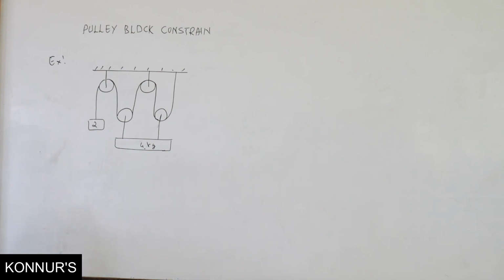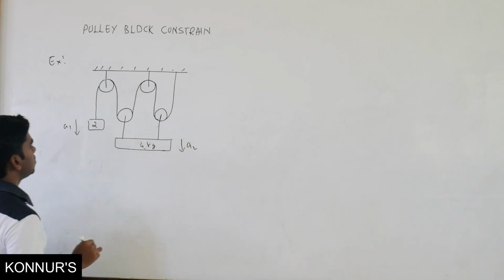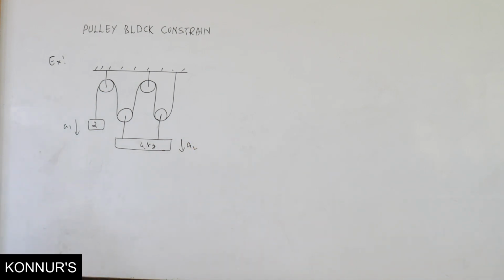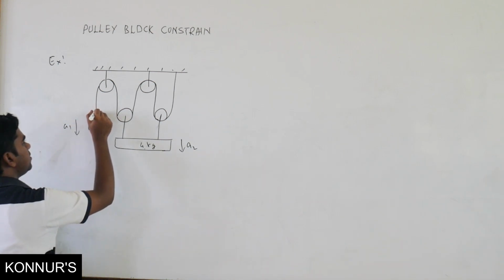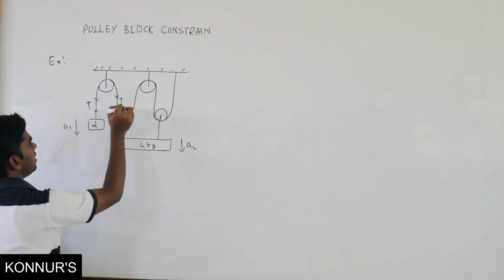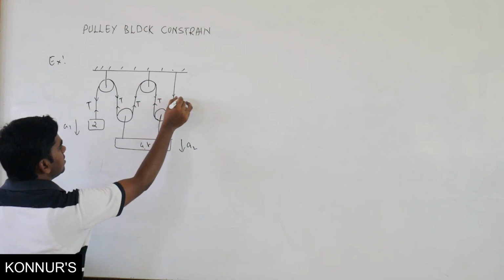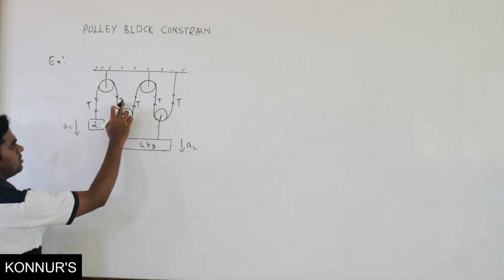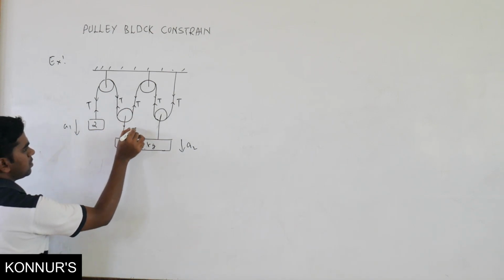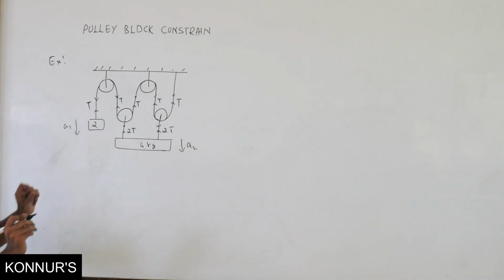So how can we solve? You can take the acceleration of this as a1 and this as a2. Now don't go for the pulley method, better to go with the tension method. So what will be the tension here? Here you can take the tension as T. If here it is T, here also it is T. Here also tension is T, so here also tension is T. If here T and T are there, here tension is 2T, and here also tension is 2T.